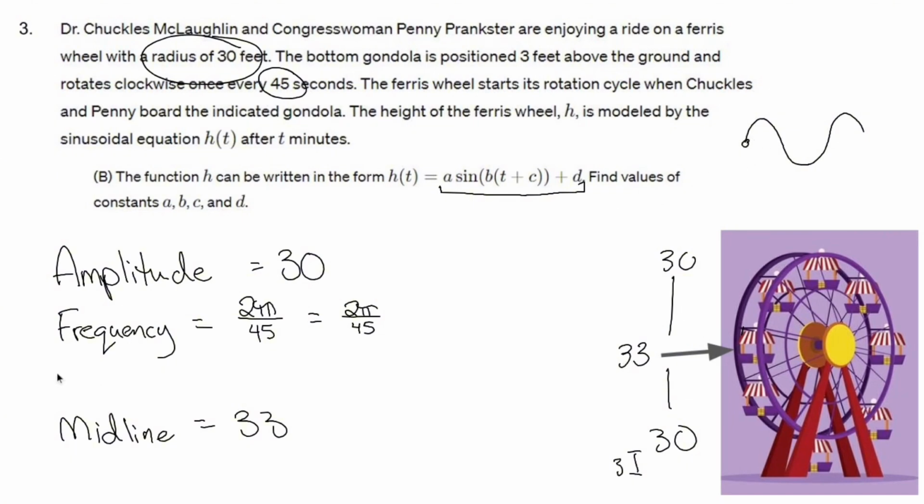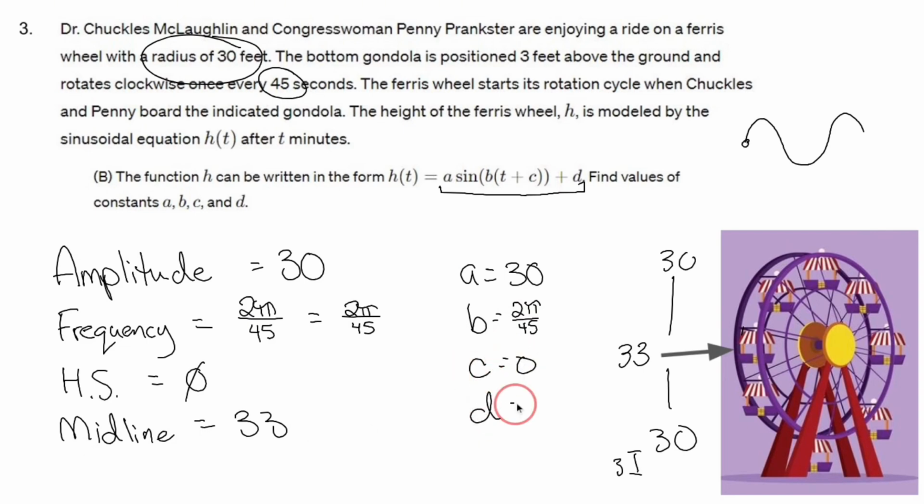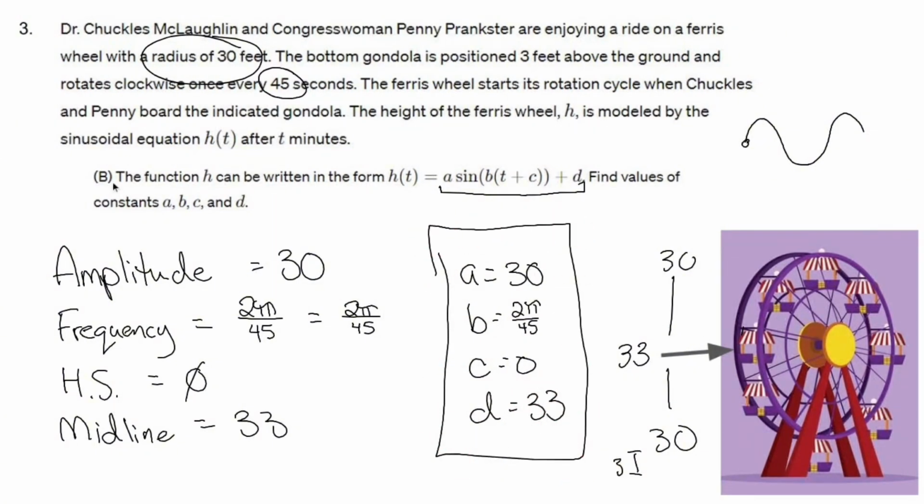So what is my horizontal shift? Well, I don't have one. There is no horizontal shift. Now, putting this in order gives me my A, B, C, and D. So my amplitude is going to be 30, which means A is 30. B is my frequency, which is 2 pi over 45. I don't have a horizontal shift, so C is nothing. And my midline is 33, so D equals 33, thus completing part B of our sinusoidal example.